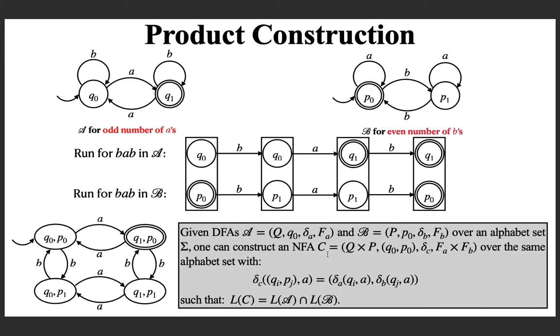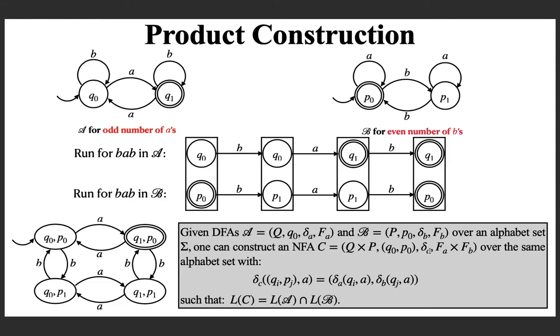Then one can construct a product automaton C such that what is the state set of C? Cartesian product of Q and P. That is, a state is a pair of states where the first comes from this state set and the second comes from this state set. And this is how you mathematically define it. And what is the initial state of this automaton? Which is a pair Q0 P0. That is the initial state of the first automaton and the initial state of the second automaton.